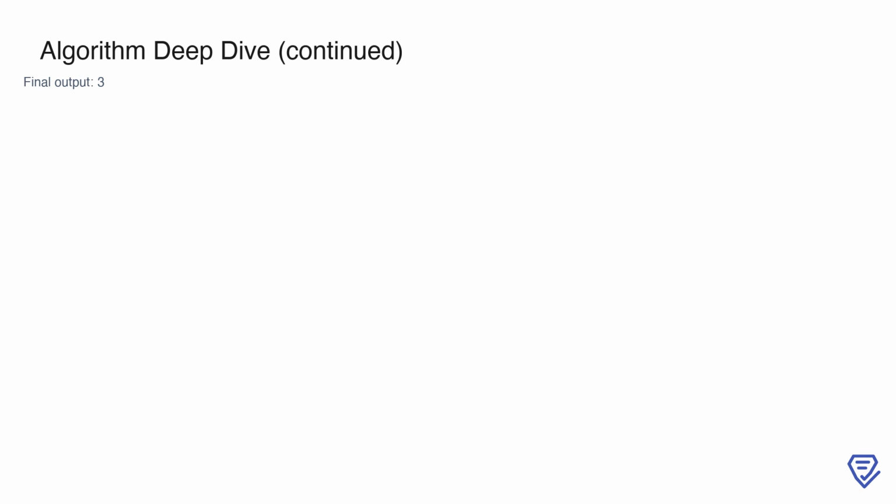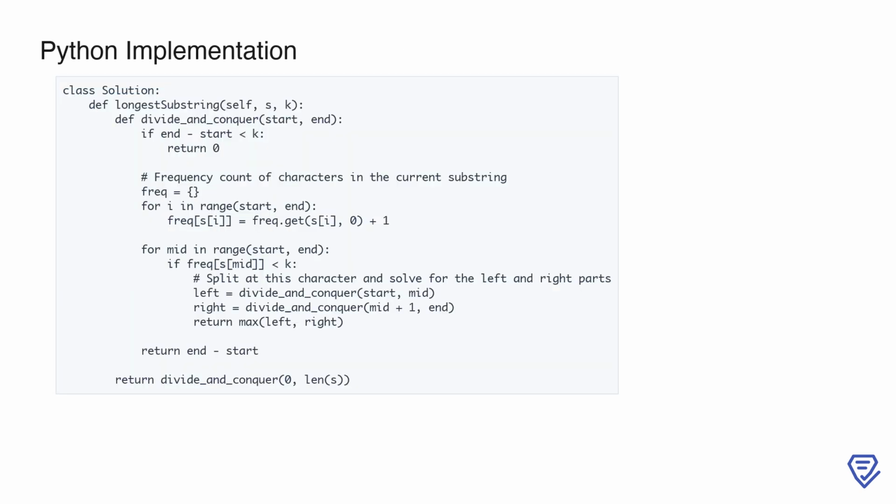By leveraging the divide and conquer strategy, we efficiently solve the problem while avoiding unnecessary computations, making the algorithm both effective and scalable. This implementation solves the problem using a divide and conquer approach. The function longest substring takes the string s and integer k as inputs and determines the length of the longest substring where every character appears at least k times.